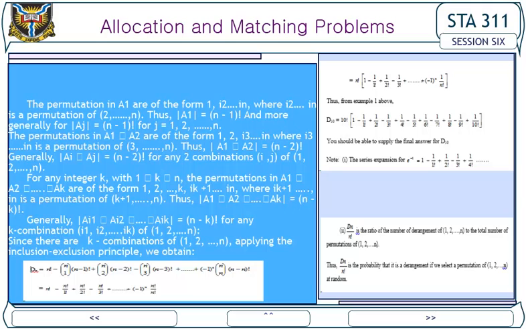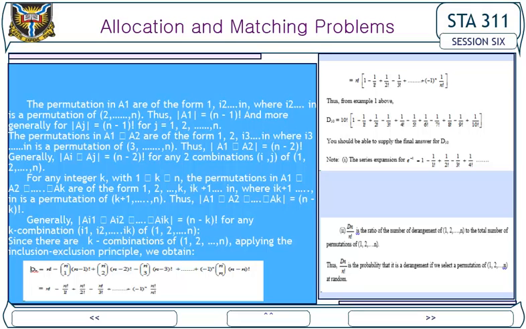Thus, |A1 ∩ A2 ∩ ... ∩ Ak| is equal to (n − k)!. Generally, |Ai1 ∩ Ai2 ∩ ... ∩ Aik| is equal to (n − k)! for any k-combination i1, i2, ..., ik of 1 to n.